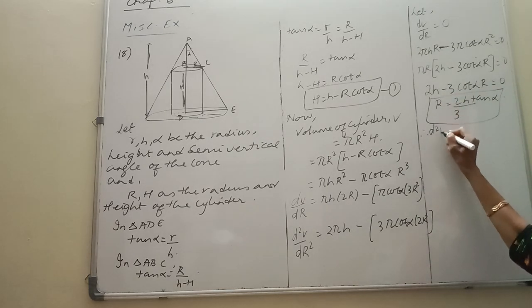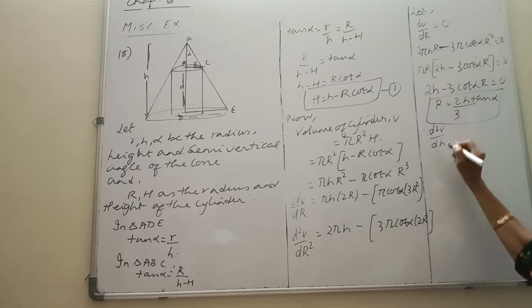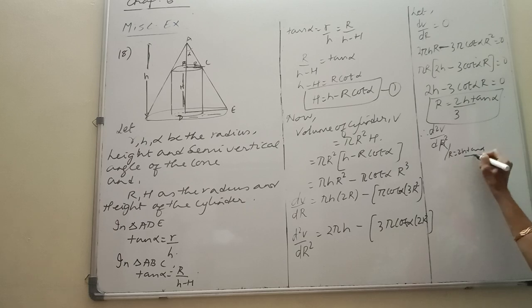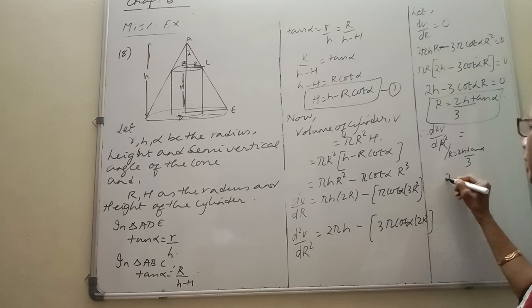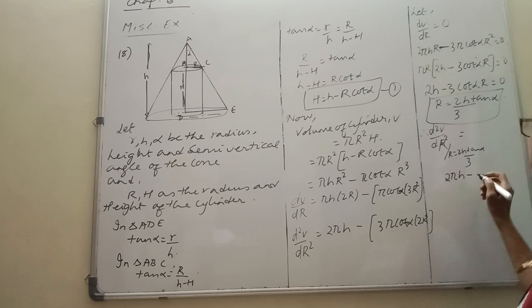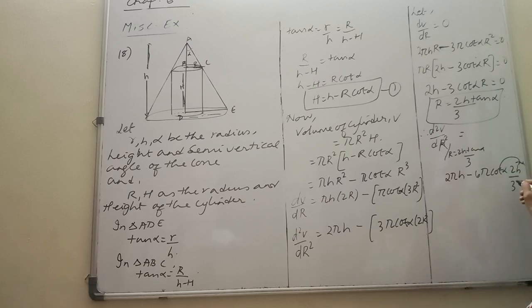So we can quickly check the maximum at r equal to 2h tan alpha over 3. Let's see what we're getting. We're getting 2 pi h minus 6 pi cot alpha r, where r is 2h over 3 tan alpha. Now the 3 cancels and the 3 becomes 2, so we are left with 2 pi h minus 4 pi h, which is minus 2 pi h, less than 0. So therefore maxima occurs.